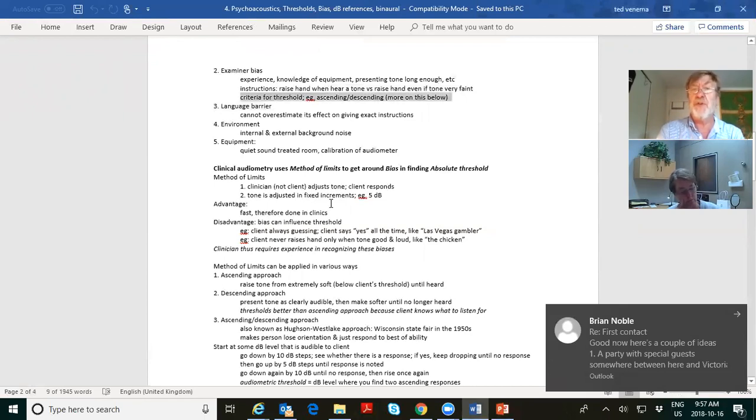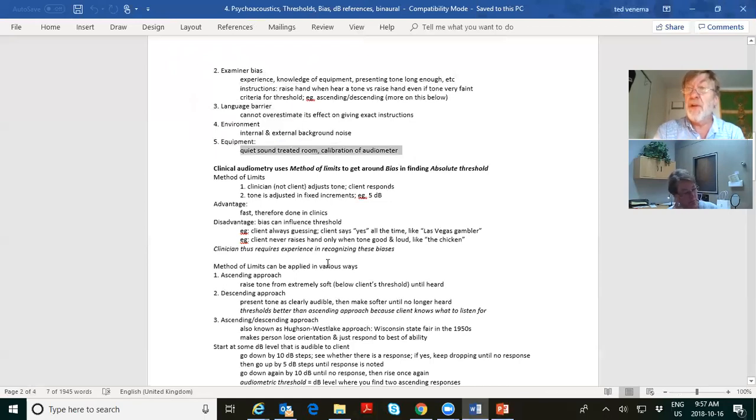Criteria for threshold. Here's another one, language barrier. Here's another one now, environment. This is actual external or internal noise. And the equipment: do you have a sound-treated room? Is your audiometer properly calibrated? These are all, I've listed them, 1 through 5, things called CRAP, C-R-A-P, junk, in other words, noise in quotes. It doesn't just have to be a competing sound. It can be anything that interferes with a proper estimation of threshold.